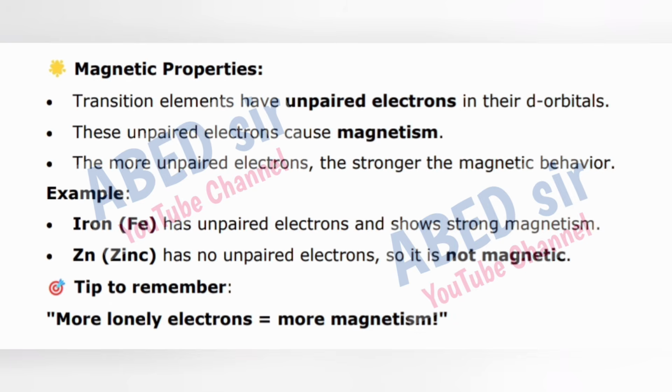Magnetic properties. Transition elements have unpaired electrons in their d orbitals. These unpaired electrons cause magnetism. The more unpaired electrons, the stronger the magnetic behavior. Example: iron, Fe, has unpaired electrons and shows strong magnetism. Zn, zinc, has no unpaired electrons, so it is not magnetic. Tip to remember: more lonely electrons equals more magnetism.